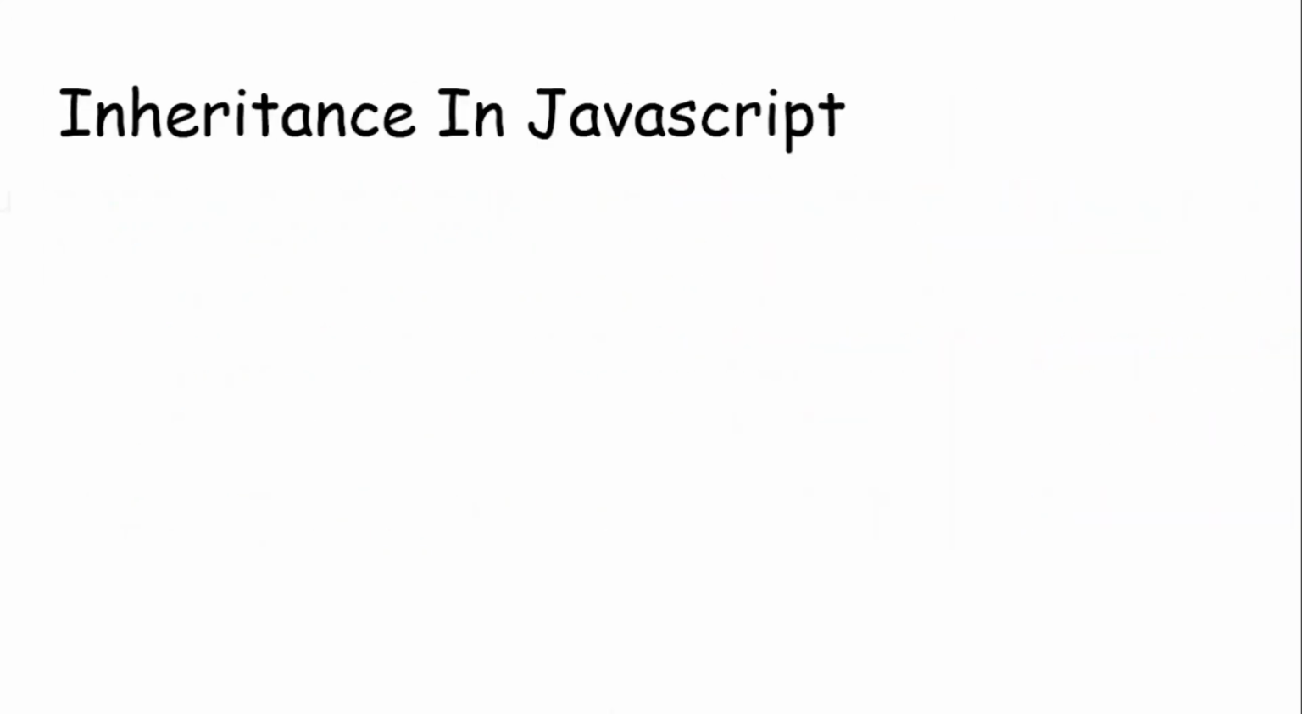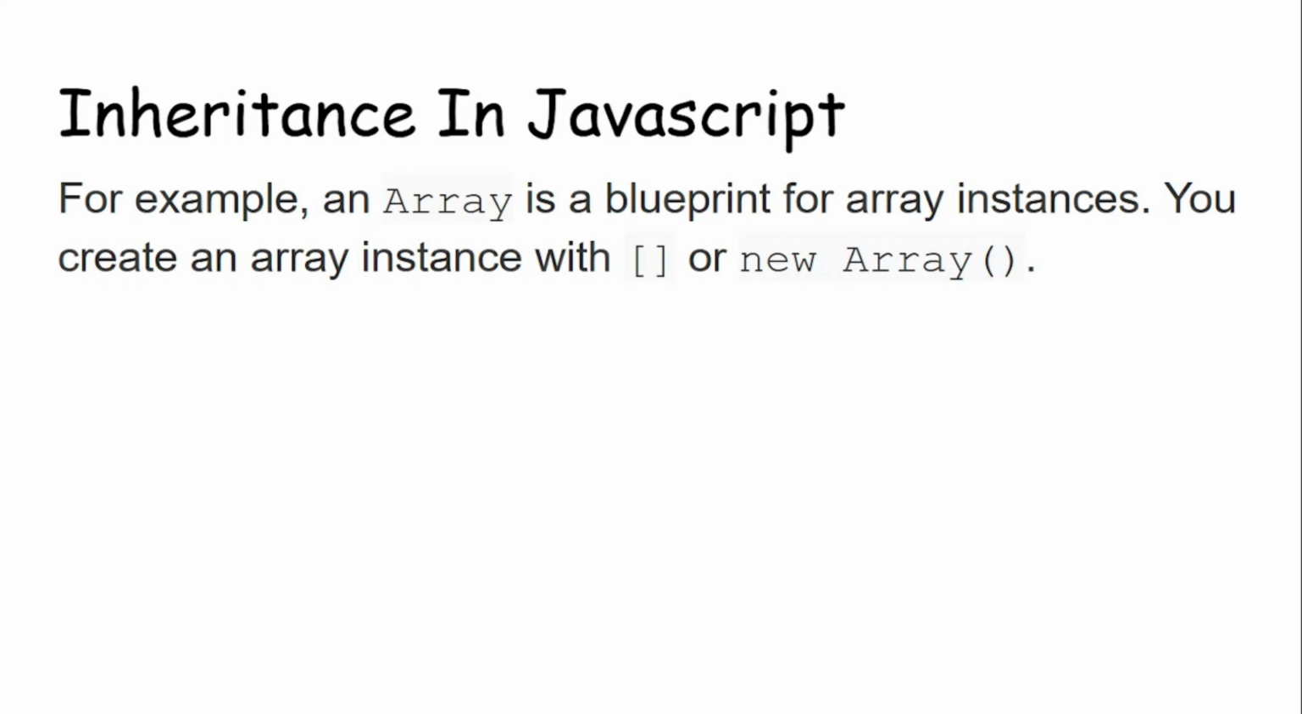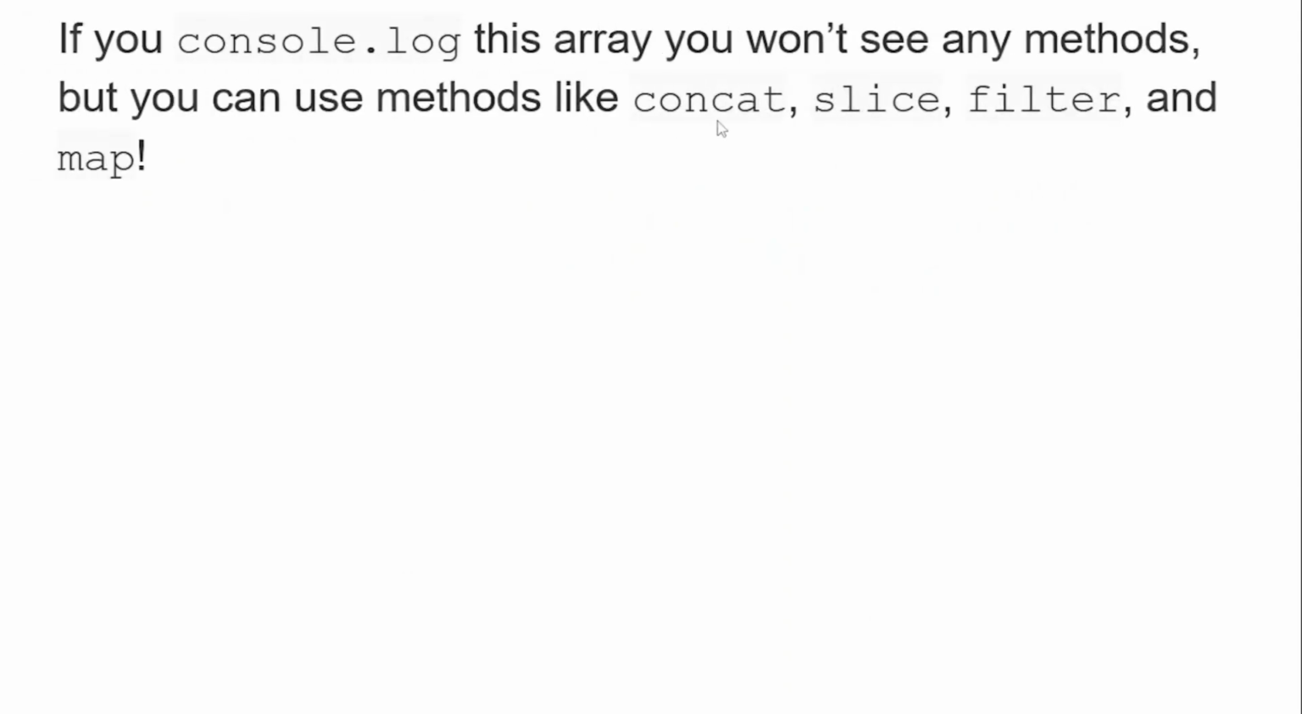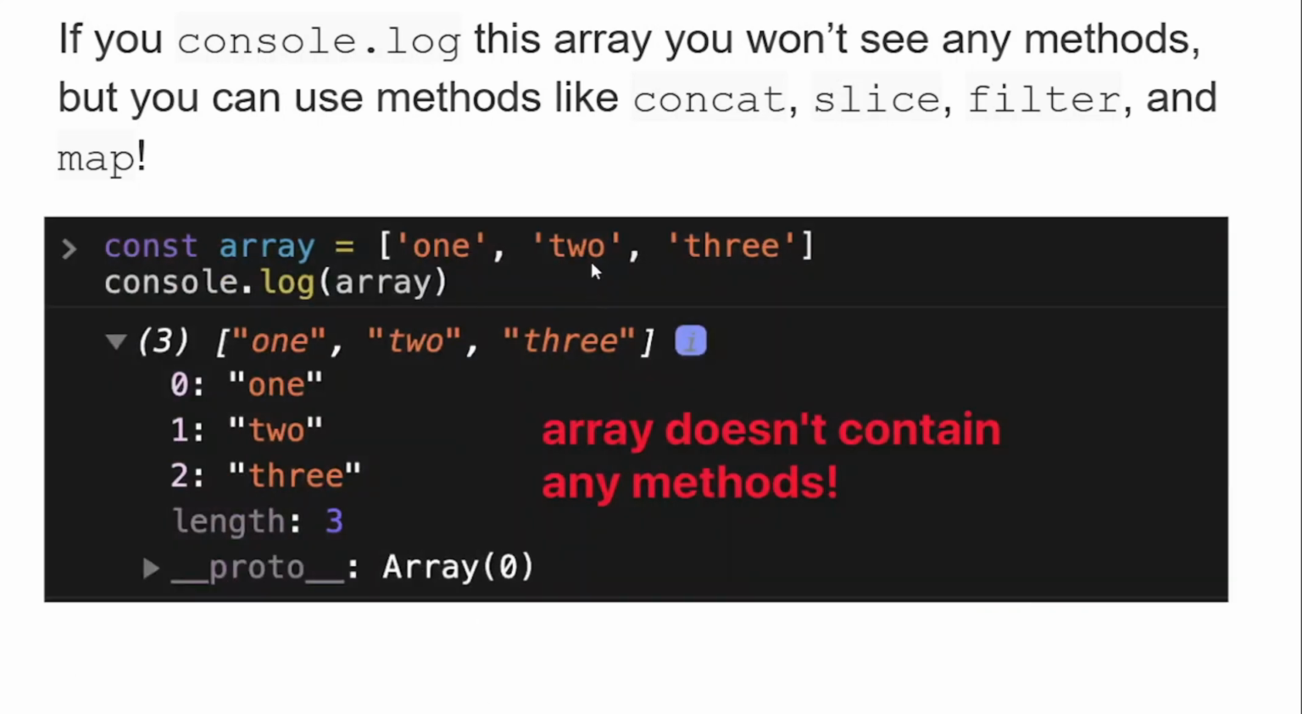For example, an array is a blueprint for array instances. We can create an array instance using square brackets or new Array. Both will produce the same result: this array 1 2 3 within square brackets, and using new Array syntax we'll get the same array. If you console log this array, you won't see any methods, but you can use methods like concat, slice, filter and map. You see, the methods are actually within this __proto__.